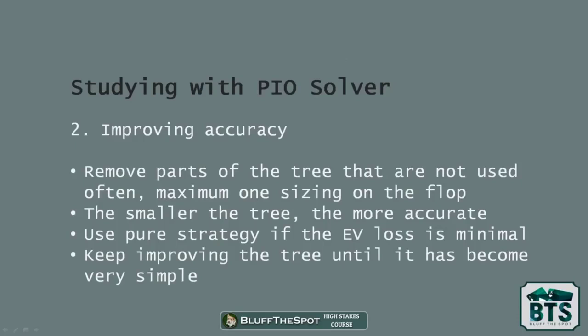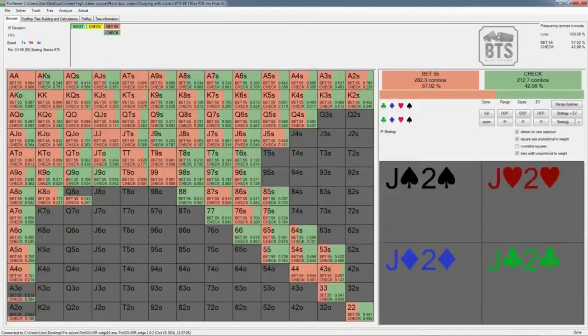So just to recap, while improving accuracy, remove parts of the tree that are not used often and use a maximum of 1 sizing on the flop, 2 on the turn. I prefer 2 on the river, but you could use 3. The river accuracy is less important than the flop accuracy, because if the flop is off, the river will be way off. The smaller the tree, the more accurate. And you can use a pure strategy if the EV loss is minimal, generally under 1% difference. And then you keep on improving the tree until it's become very simple. And that's a tree we study with. So let's actually study this sim for a bit.